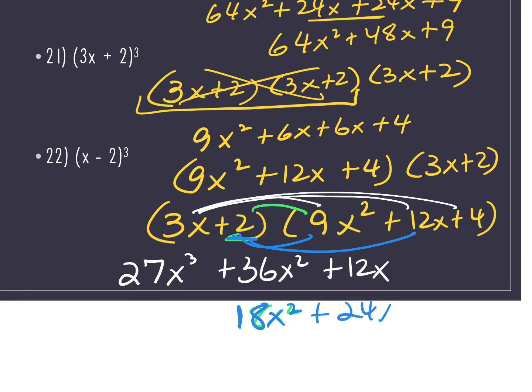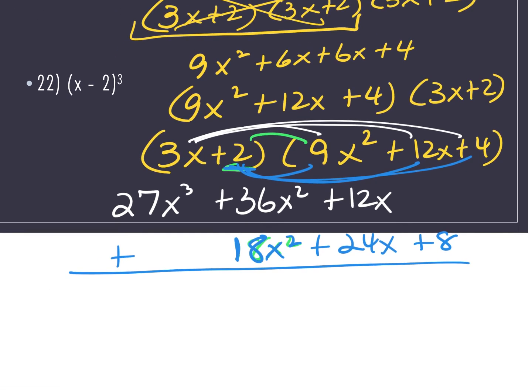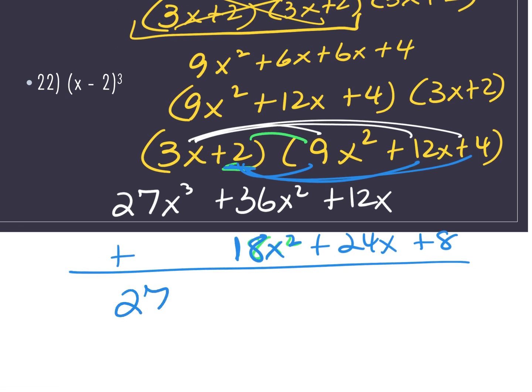Gives you 24x. Distribute the 2 to the 4. And now I have everything lined up to add them. And I get 27x to the third plus 54x squared plus 36x plus 8.